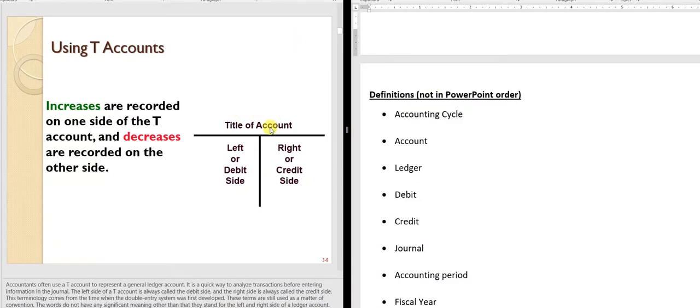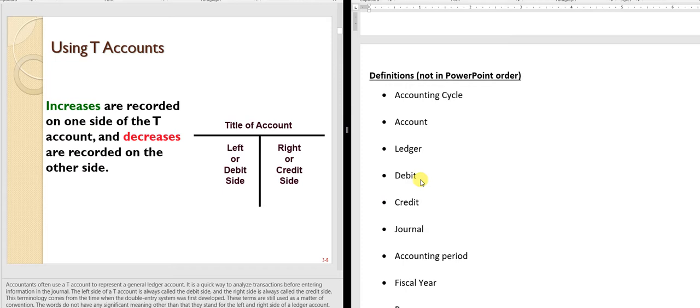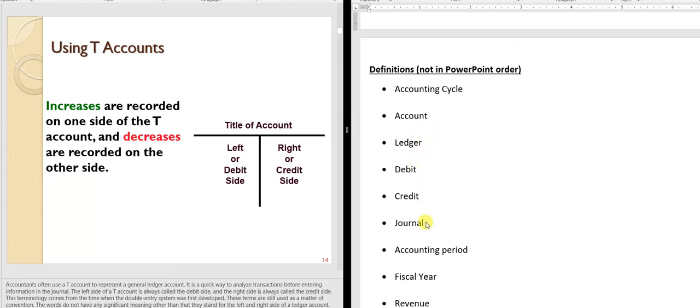Okay. So we use T accounts to kind of pretend they're a whole ledger page, but we just want the balances on those. So this would be where cash, and this is the left side or the debit side, and the right side or the credit side. I want to talk a little bit about debits and credits. So the journal is the book of original entry where we record it first, and the ledger is where we keep track of specific individual accounts like cash, accounts receivable, etc.